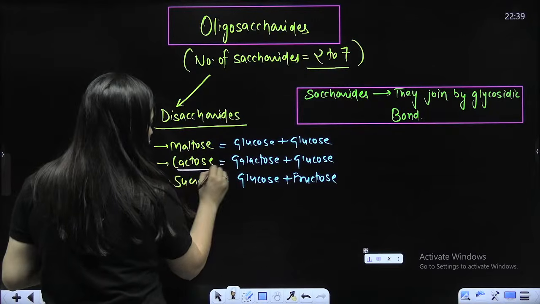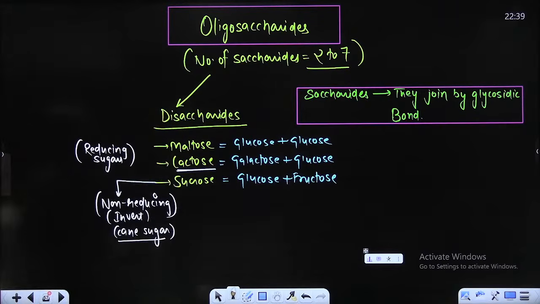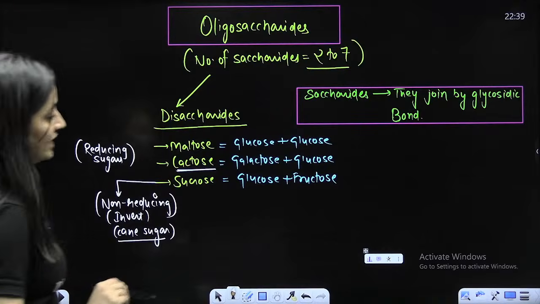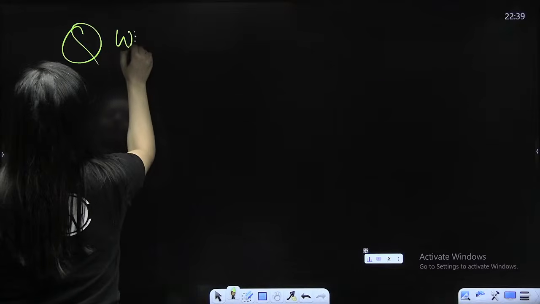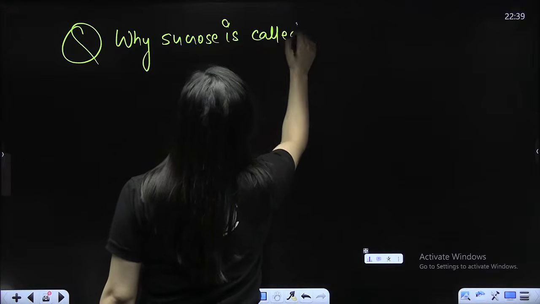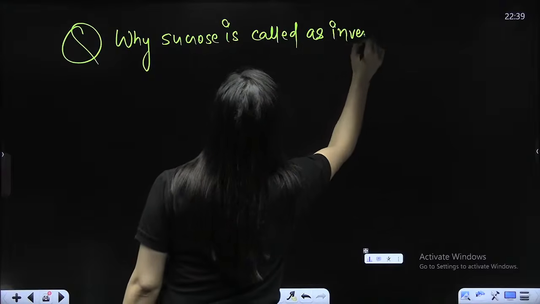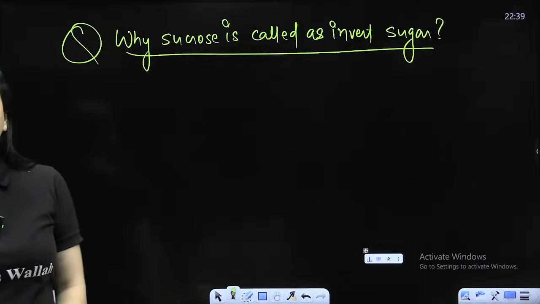Then you have lactose, which is the milk sugar, and it is between galactose and glucose. Lactose will have a beta 1,4 glycosidic linkage between the glucose and the galactose. So that's your homework. And one more homework that I'm going to give you is why sucrose is called invert sugar. It is related to chemistry, but I think you can figure it out. You are so smart. So do check the bonding part there.